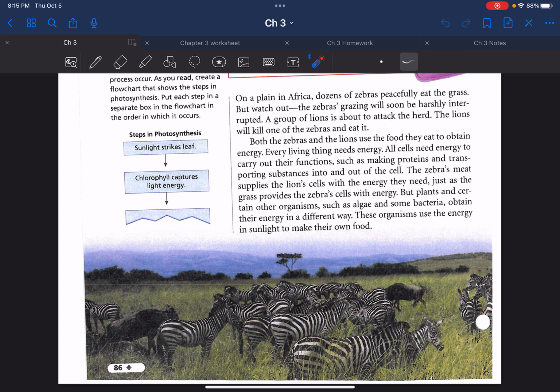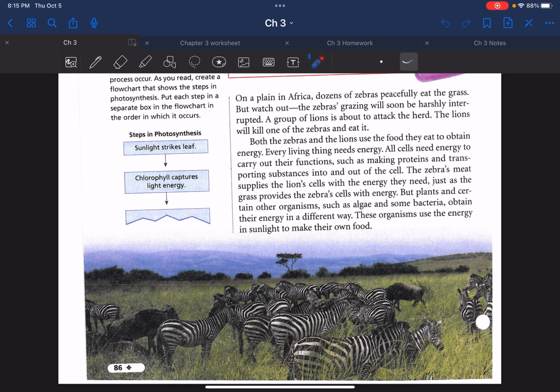On a plain in Africa, dozens of zebras peacefully eat the grass. But watch out. The zebras' grazing will soon be harshly interrupted. A group of lions is about to attack the herd. The lions will kill one of the zebras and eat it. Both the zebras and the lions use the food that they eat to obtain energy. Every living thing needs energy.